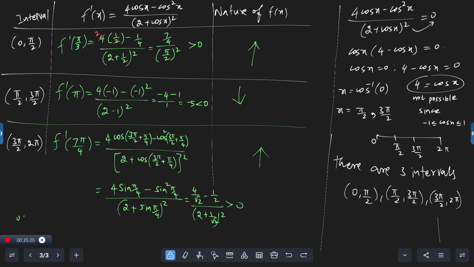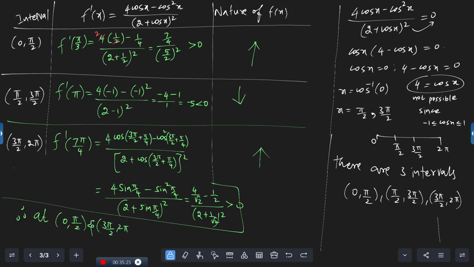That's it. So therefore, at 0 comma pi by 2 and 3 pi by 2 comma 2 pi, close the box, it is increasing, and at pi by 2 comma 3 pi by 2 it is decreasing. That's it. This is your final answer for that question. Okay, do it fast.